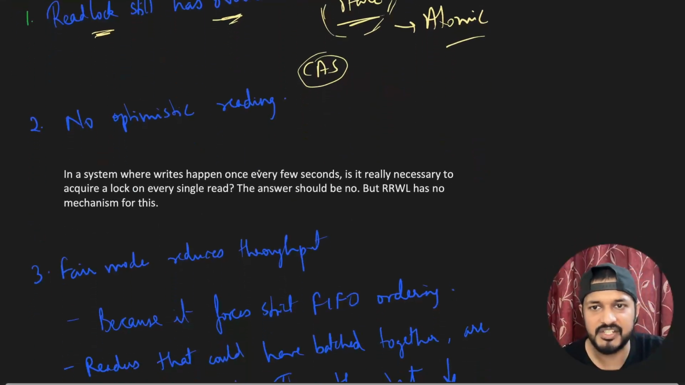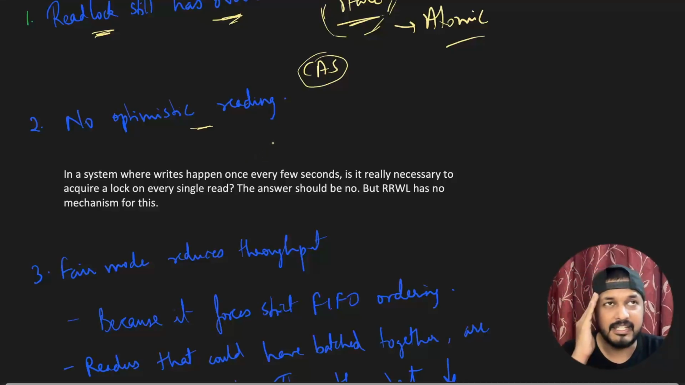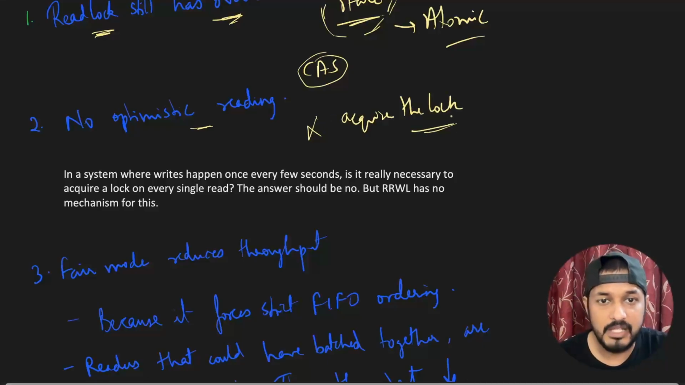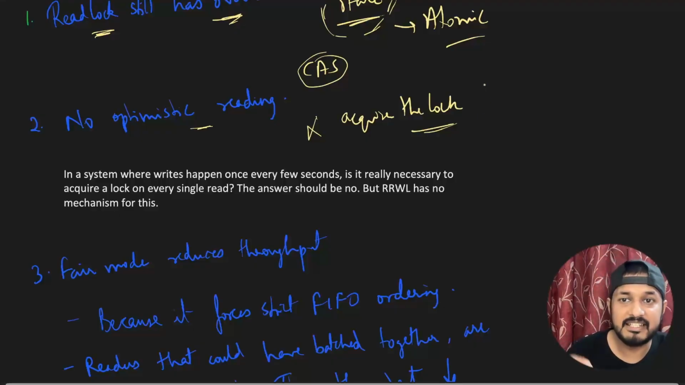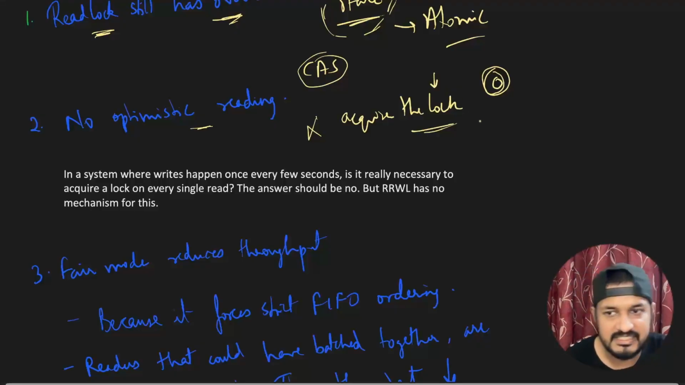Now the second limitation is that there is no optimistic reading. Basically, ReentrantReadWriteLock has no way to say, let me try to read without locking, and only lock if something went wrong, correct? And even if the probability of a write happening at the exact moment is almost zero, you will still end up acquiring the lock and then releasing the lock, right?